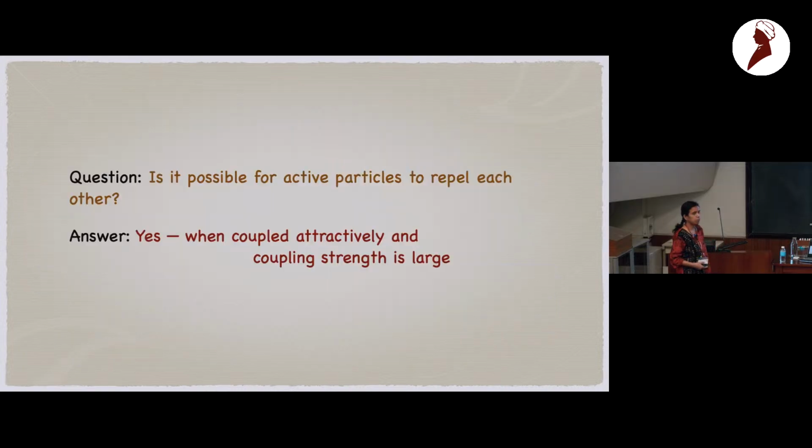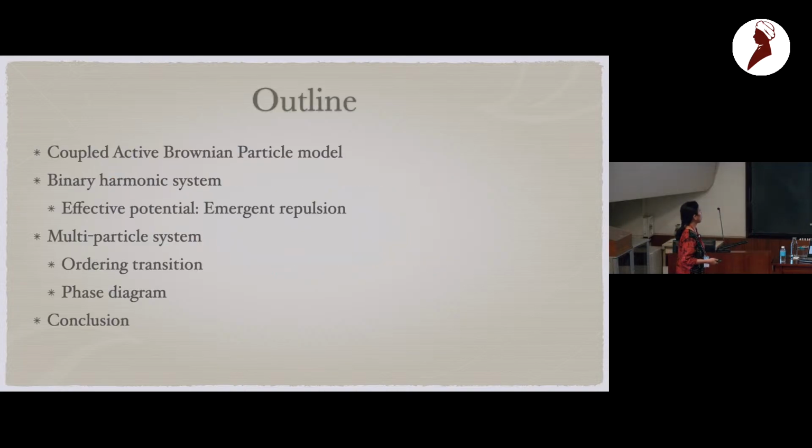Here we are going to talk about something different. We ask whether it's possible for these particles to repel each other. The answer turns out to be yes, and somewhat counterintuitively, they can repel each other when the underlying interaction is attractive and the coupling strength is very large. That's what we are going to talk about. This is the outline. I'll first define the model of coupled active Brownian particles, then talk about the harmonic system, which is easy to solve, and then if time permits, go to a multi-particle and short-range interacting system.